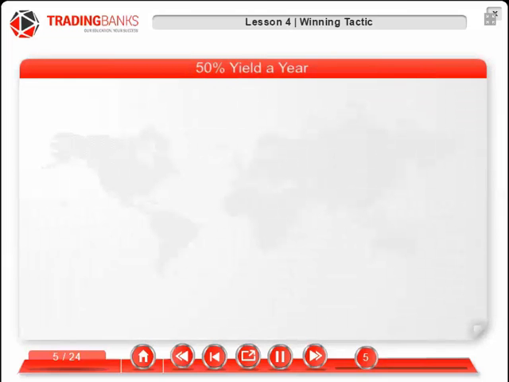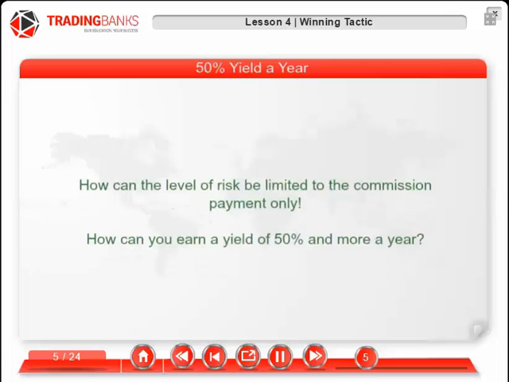Now we arrive at the interesting part of the lesson. We will see how we set the level of risk in the forex market to commission payments alone, meaning 3 pips a transaction, and how we will be able to have a 50% annual return.